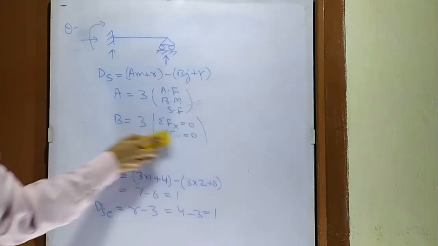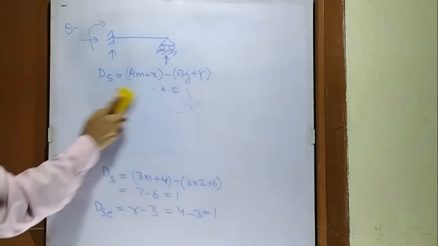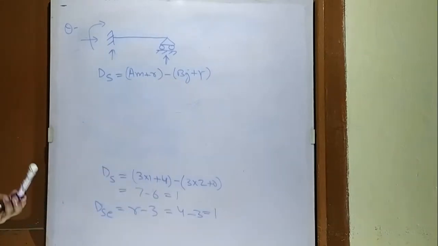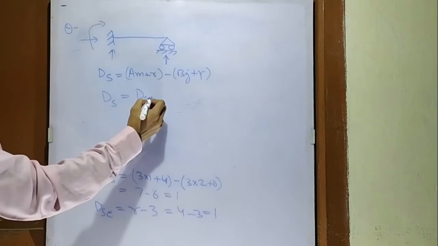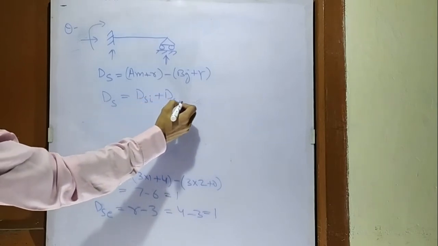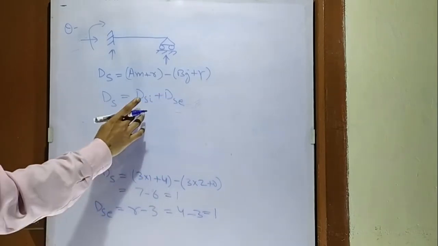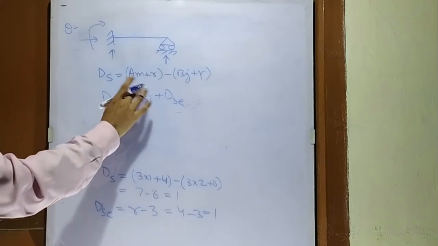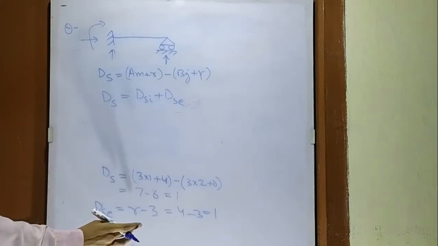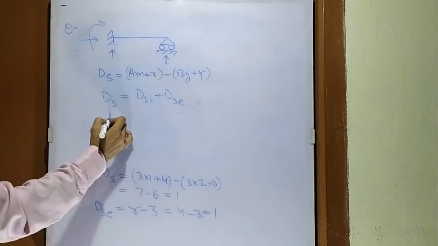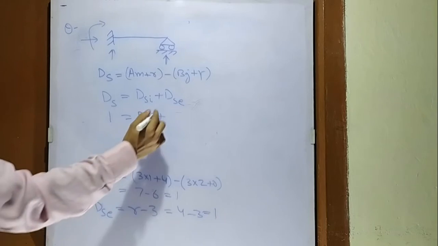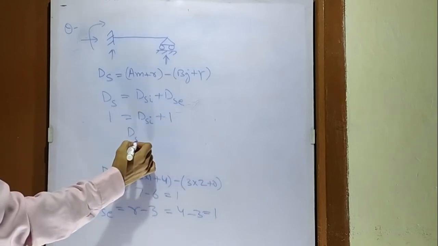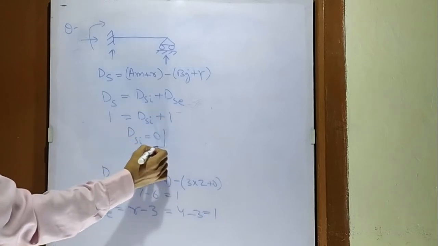Now we will just find out the degree of internal indeterminacy. So we know that the degree of static indeterminacy is the sum of the degree of static internal indeterminacy plus the degree of static external indeterminacy. From this formula we can find out the degree of static internal indeterminacy very easily. What is the value of DS? DS is equal to 1, and DSI we don't know, but we know DSE is also 1. So from here we can find out that DSI comes out to be 0.